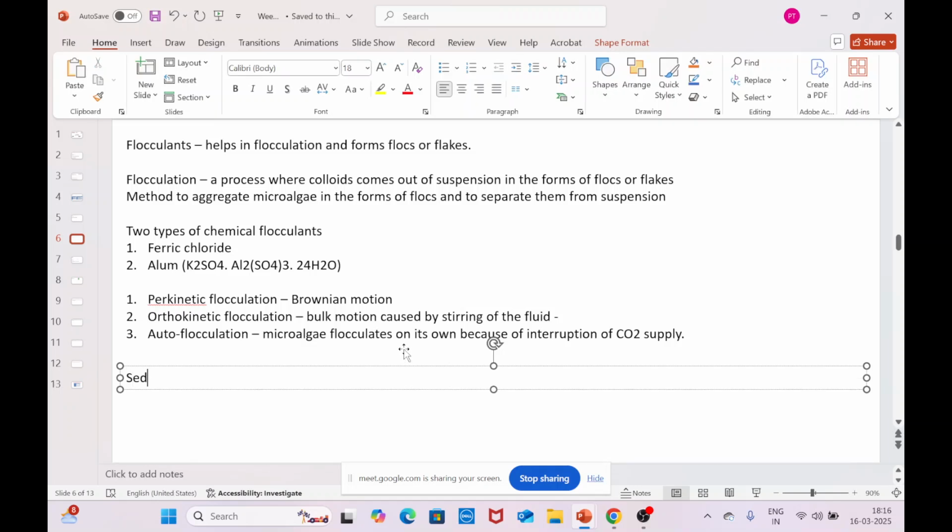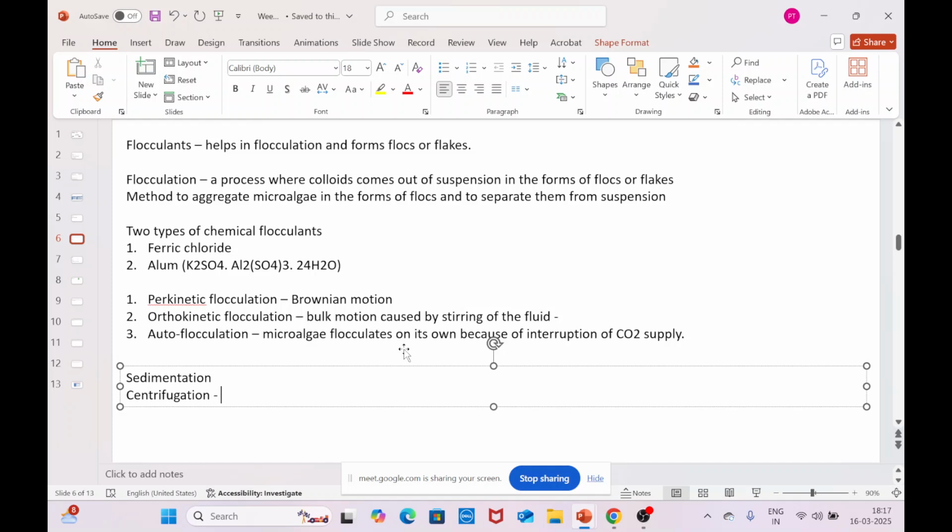The next method is something called sedimentation. Again, here also it is the gravitational force which governs the microalgae to settle down at the bottom, from where it is harvested. After sedimentation, you have centrifugation.